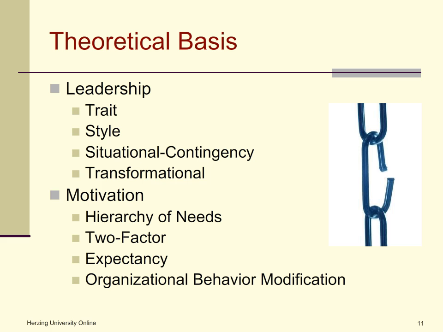According to Blake and Kozaik, we can divide theory about leading, managing, and following into two categories. The first category is the leadership theories, and the second is motivational theories. The four leadership theories are trait, style, situational contingency, and transformational theory. The four types of motivational theories are hierarchy of needs, two-factor, expectancy, and organizational behavior modification. Let's look at each of these theories in more detail.